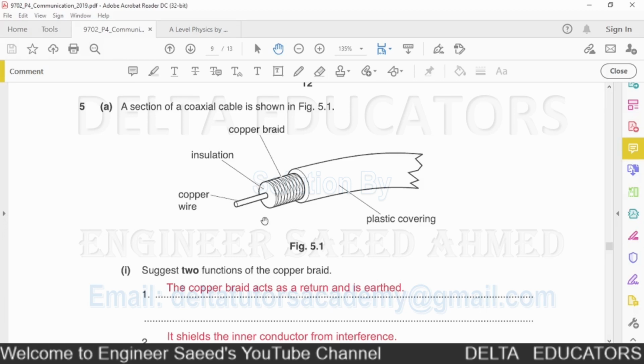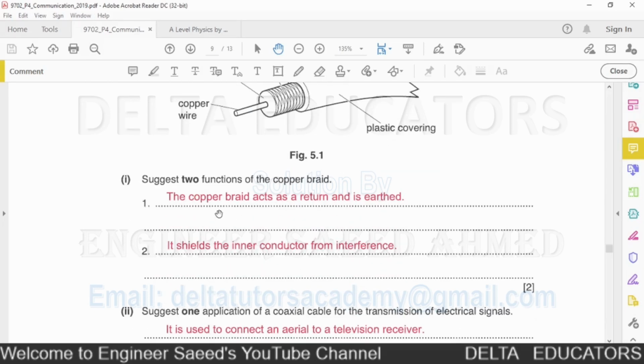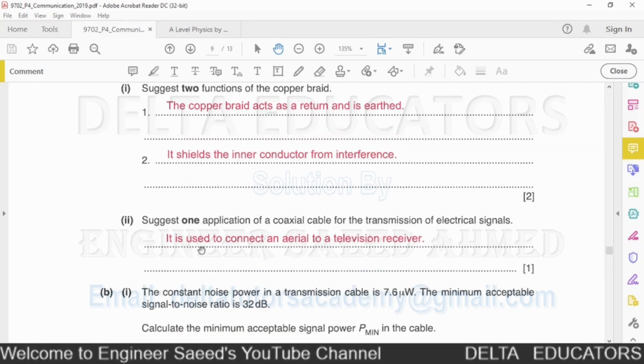In a coaxial cable, this copper braid has two functions. First function, this copper braid is used as an earth wire, and second function, it shields the inner conductor from interference. So here we just have to write the copper braid acts as a return and is earthed. Second function, it shields the inner conductor from interference. Number 2, suggest one application of coaxial cable for the transmission of electrical signal. One of the applications of coaxial cable is that it is used to connect an aerial to a television receiver.